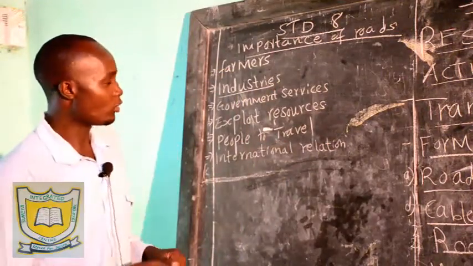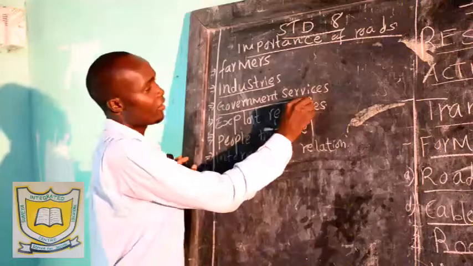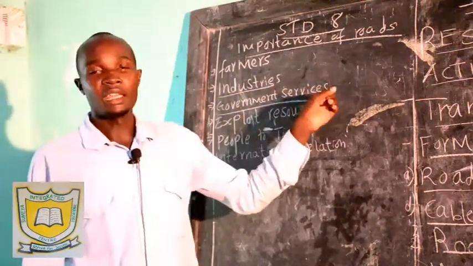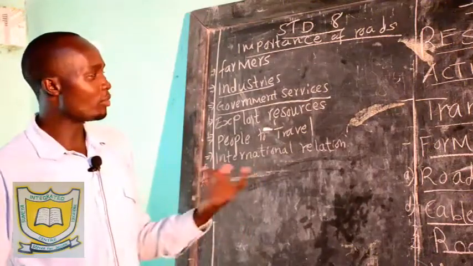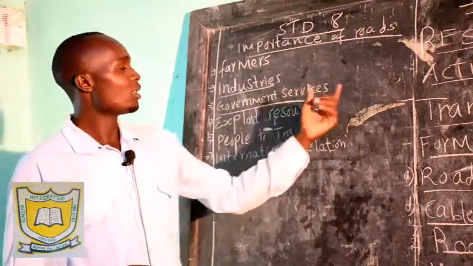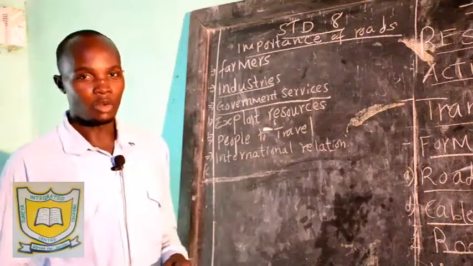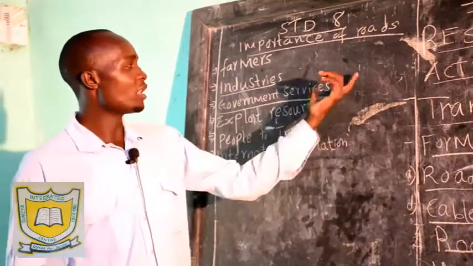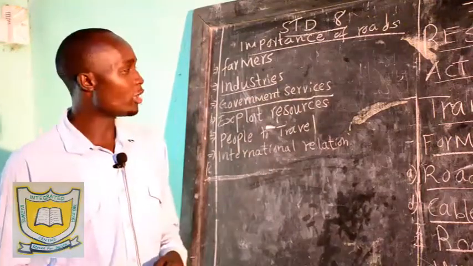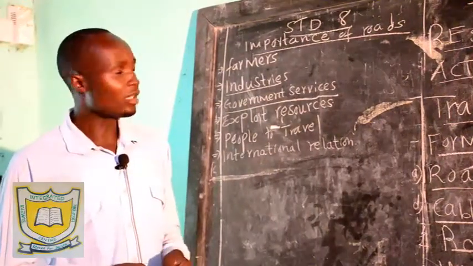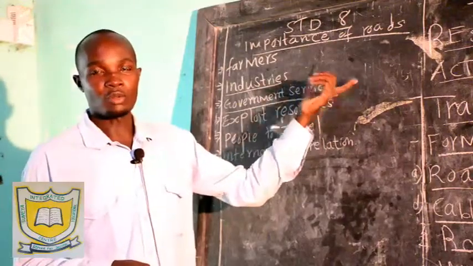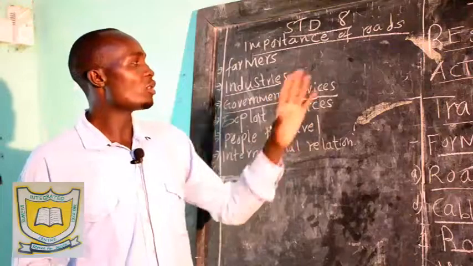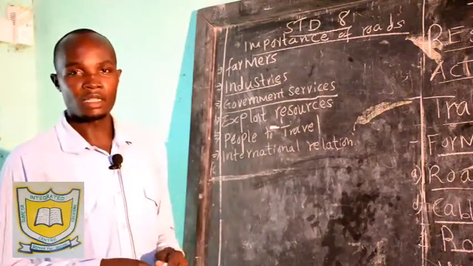That's point number two. Point number three, the importance of roads is that it enables the government to provide services to its people. For example, we have seen the military personnel moving all the way from Nairobi to Mandera. We have also seen the issue of COVID-19, where government officers supplied masks and other essentials needed by the citizens. Those are what we call the services provided by the government. So if the roads are very good, then at the end of the day it is very easy for the government to provide services for the people.